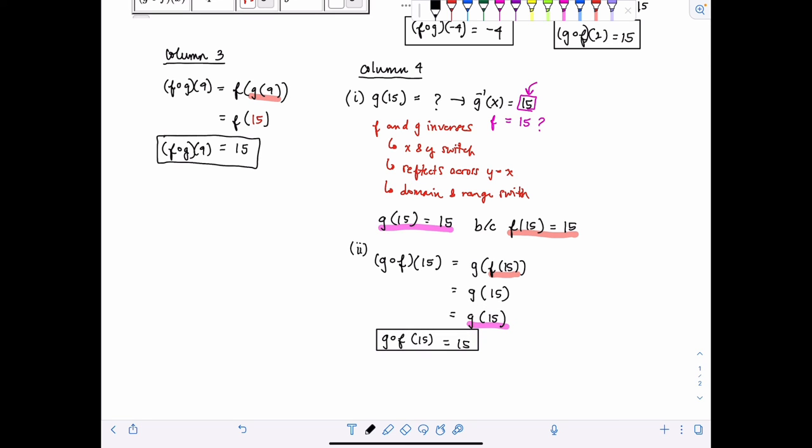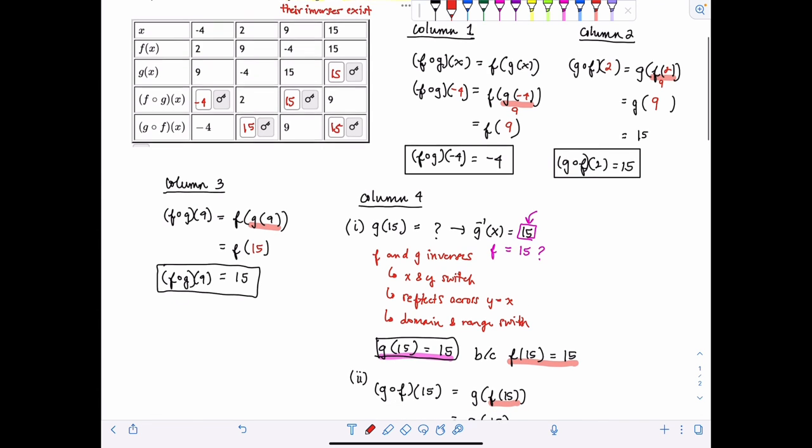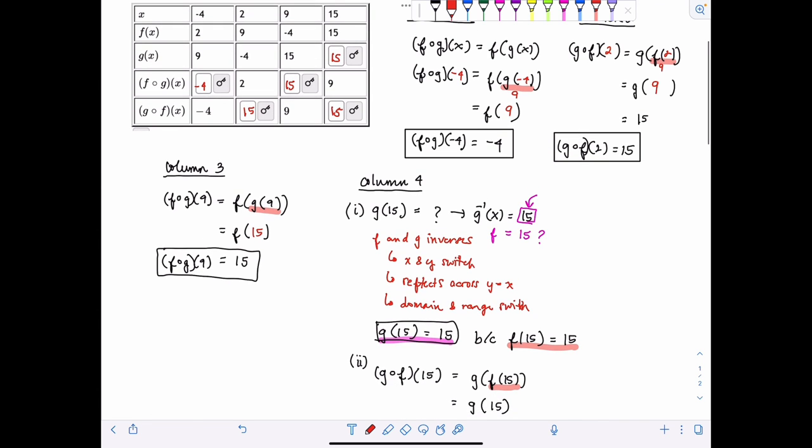And yeah, I didn't box this. Okay, so let me go ahead and finish the table. All right, I hope that helps.